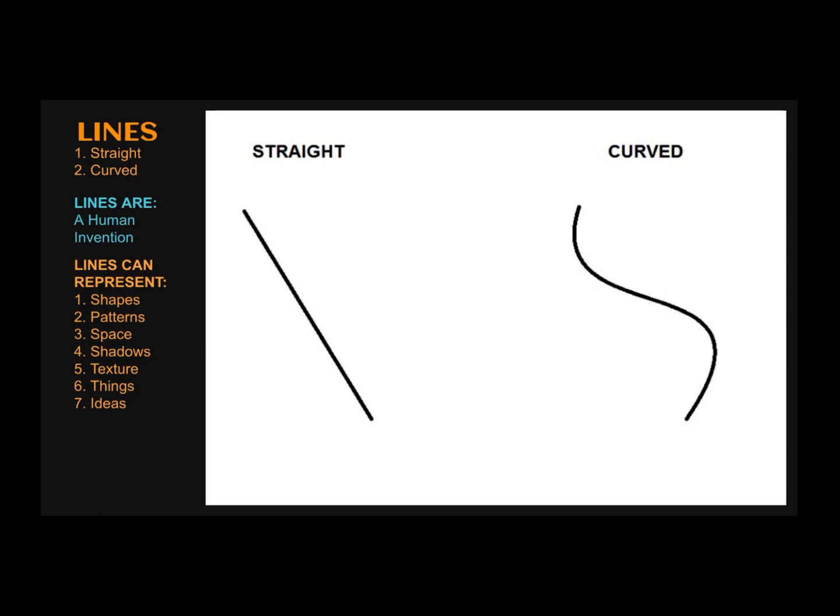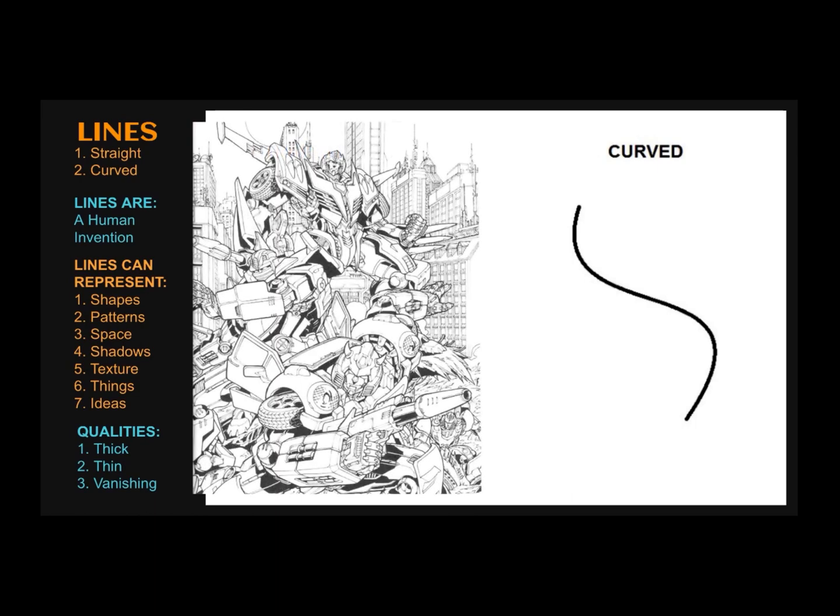What really is interesting about lines is how they change our perceptions. Consider the quality of different kinds of lines. This means how thick or thin they are, and if they are diminishing or vanishing. Let's look at some examples. I always loved the Transformers because of their dynamics and how they change. From a coloring book, we can see how intricate this scene is.